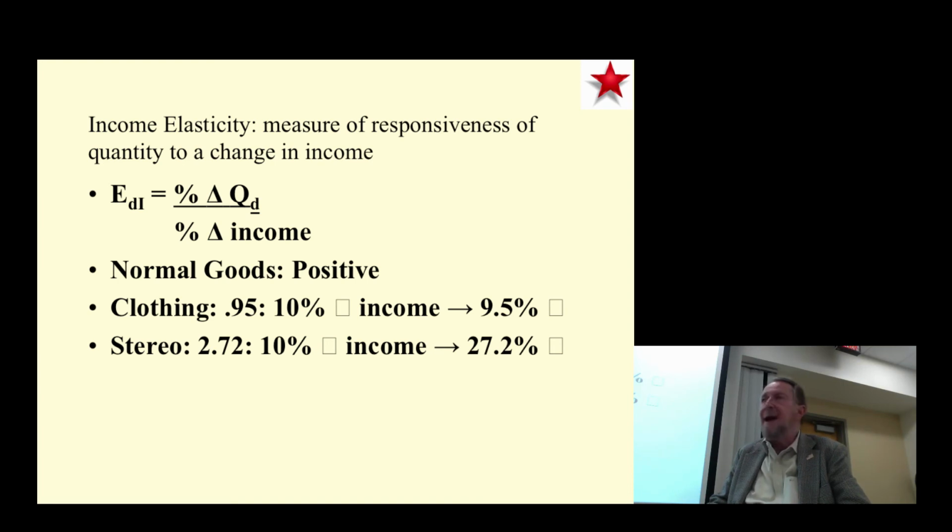Quantity or quality. And then obviously inferior goods, it's a negative relationship. Income goes up, you buy less of that particular product.